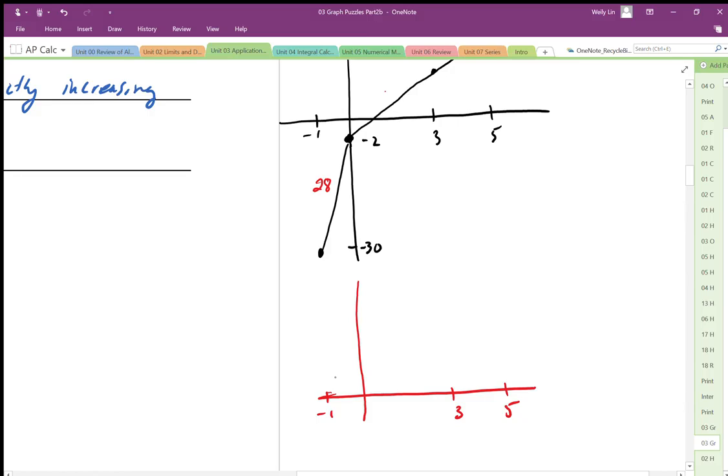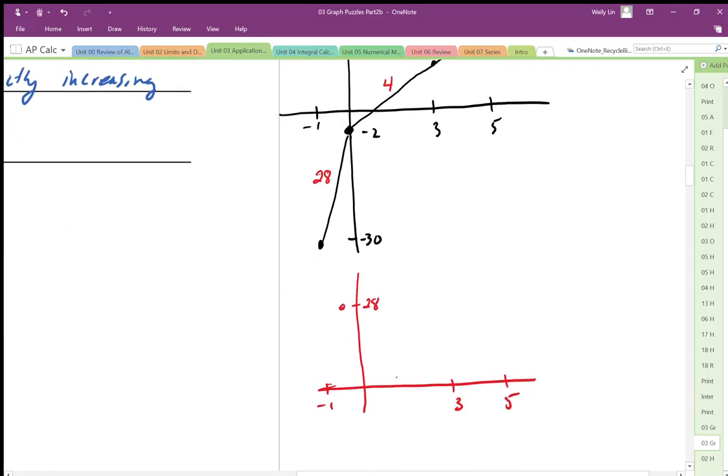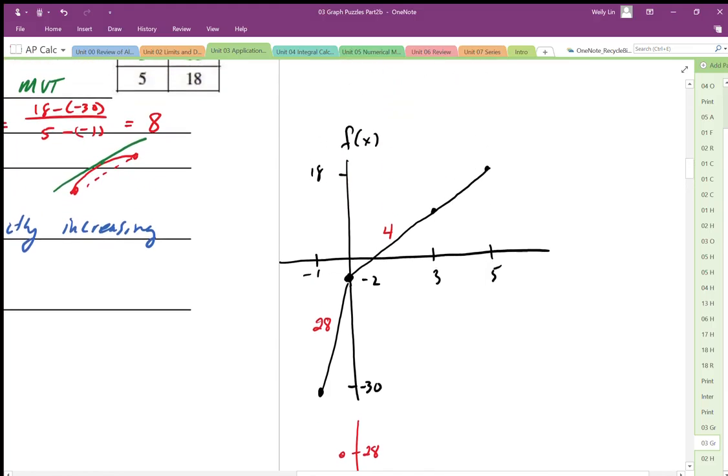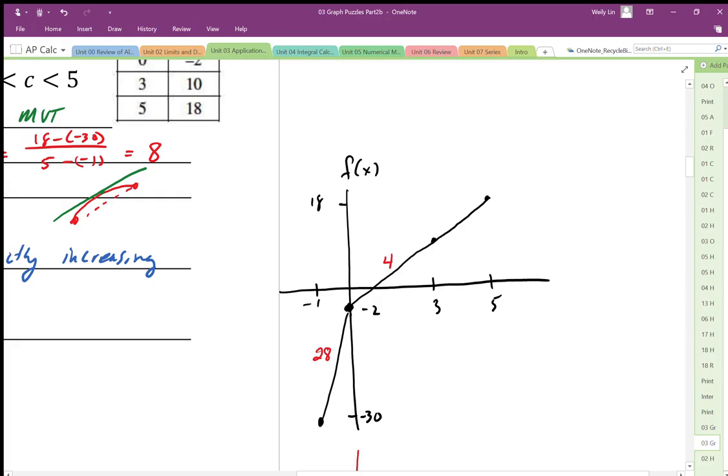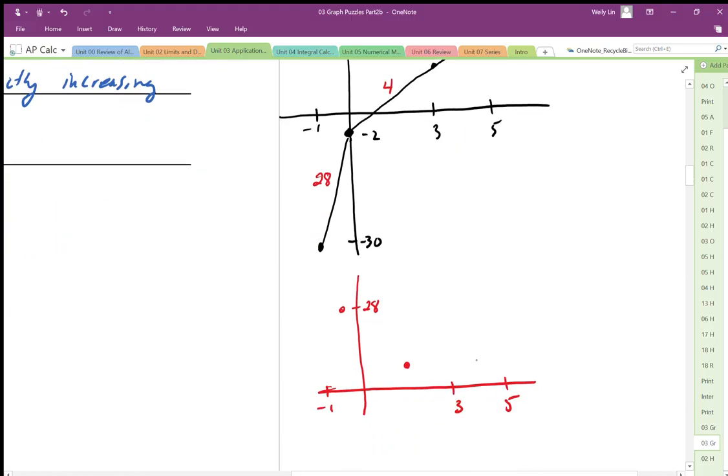So in between -1 and 0, I have some slope value, and I'm just going to put that there as 28. And I can check the slope from 0 to 3. It's got a rise of 12, run of 3. So I have a slope value of 4 here. So at some point somewhere in here, I have a slope value of 4. And from 3 to 5, rise of 8, run of 2. So I have a slope value of 4 here as well. So somewhere between 3 and 5, I have this slope value of 4.